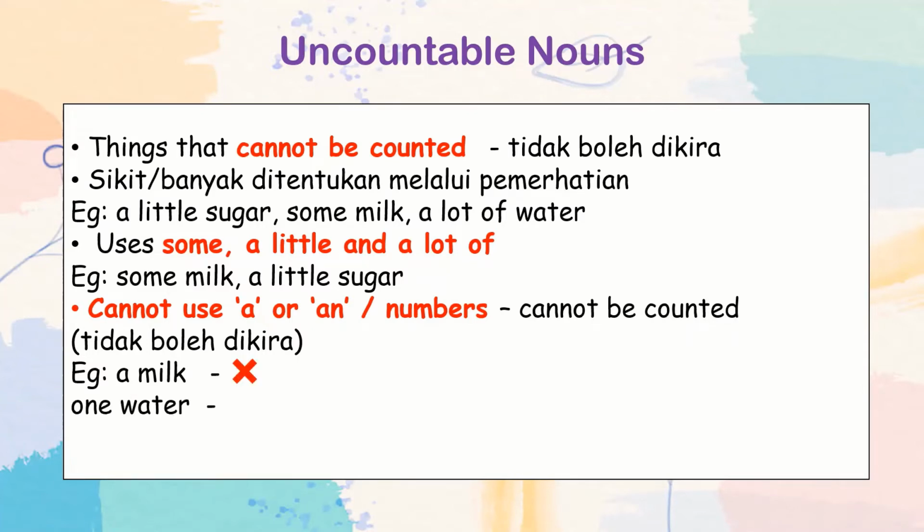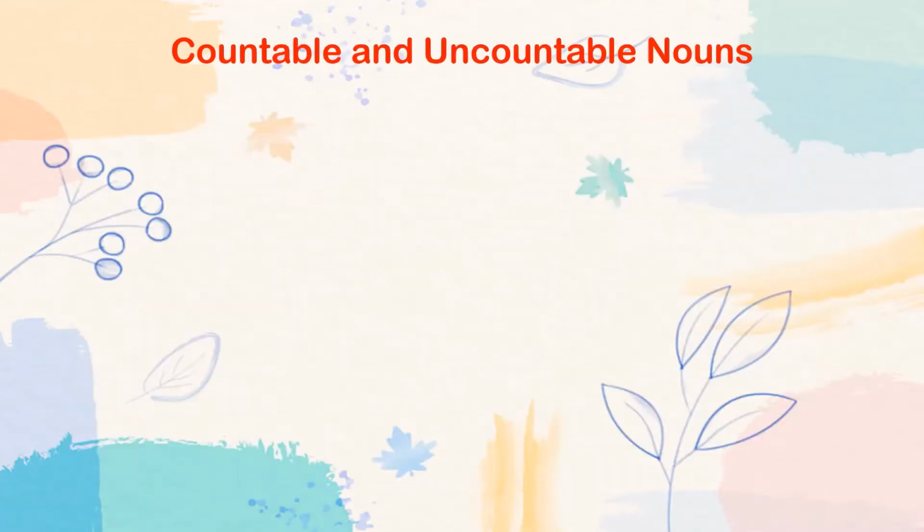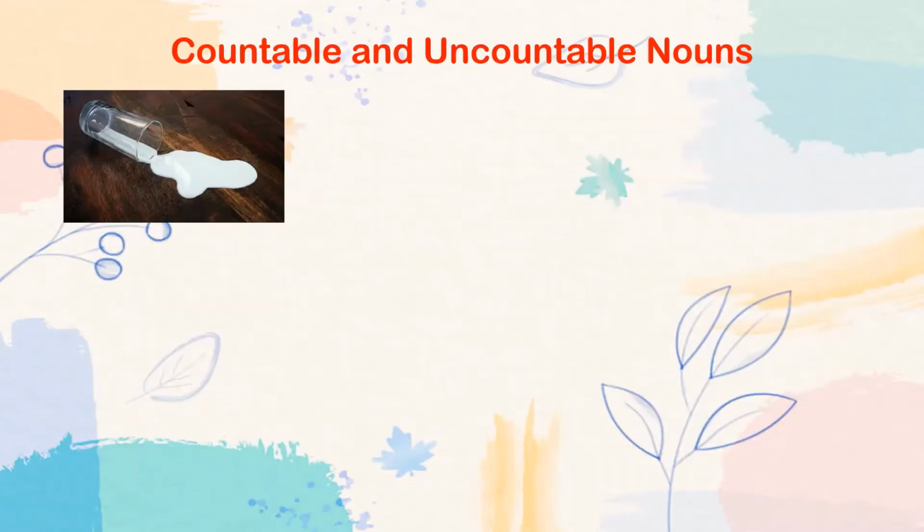So it is wrong. 1 water is the same thing because water is a liquid, cecair. Kita tak boleh nak kira air. So 1 water is wrong. 2 sugars, we cannot count the amount of sugar. So this is also wrong. But let's look at these pictures.